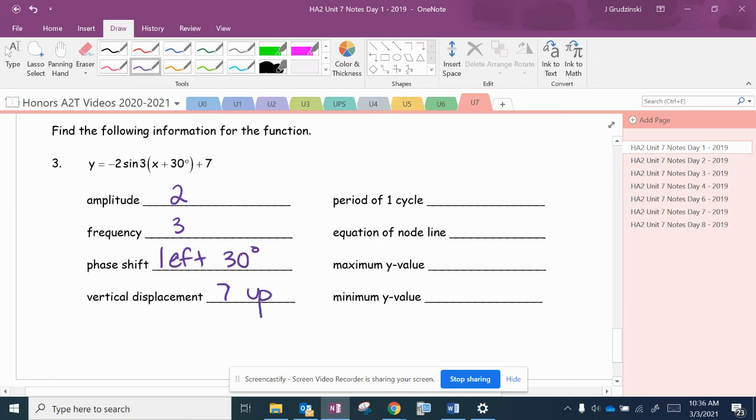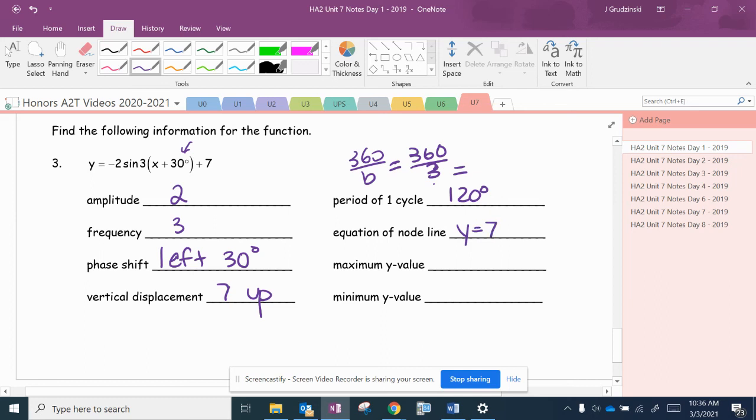Then the period of one cycle, remember to find the period, we do 2 pi over b. This one is in degrees, so we're going to do 360 over b, which in this problem is 360 over 3, which is 120. The equation of the node line is based on the vertical displacement. So that's going to be y equals 7.